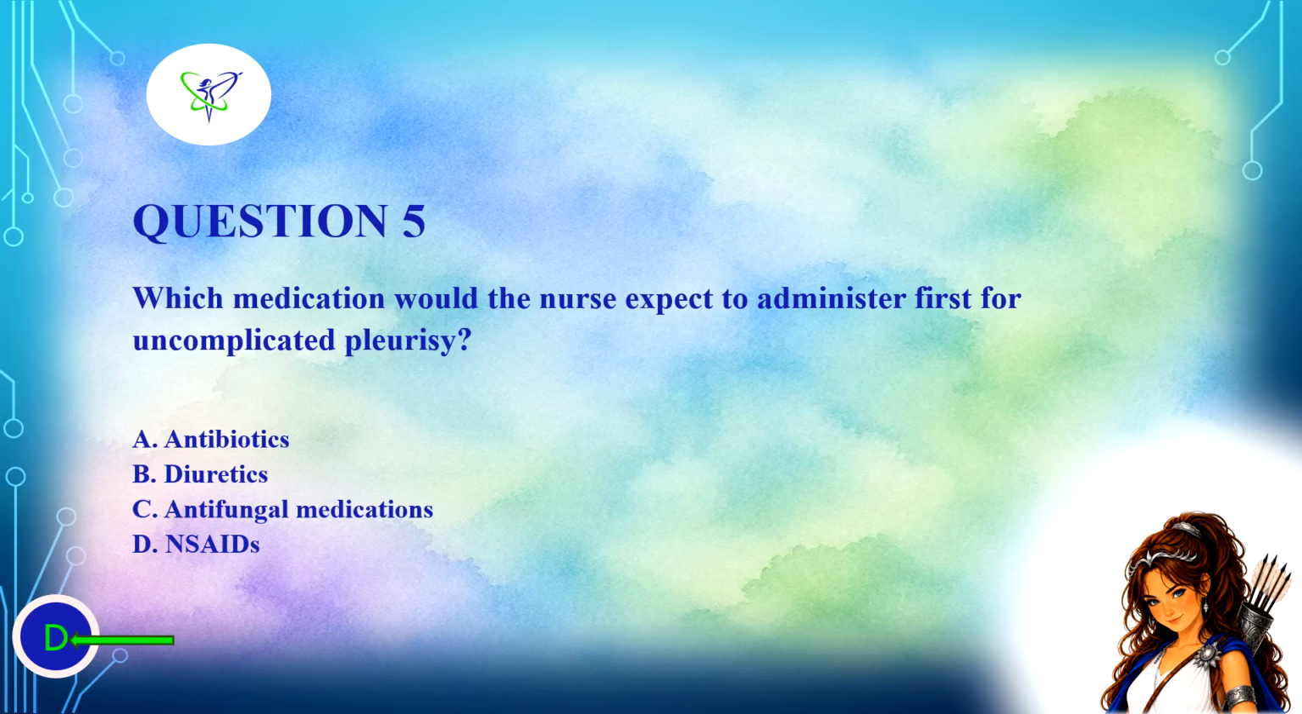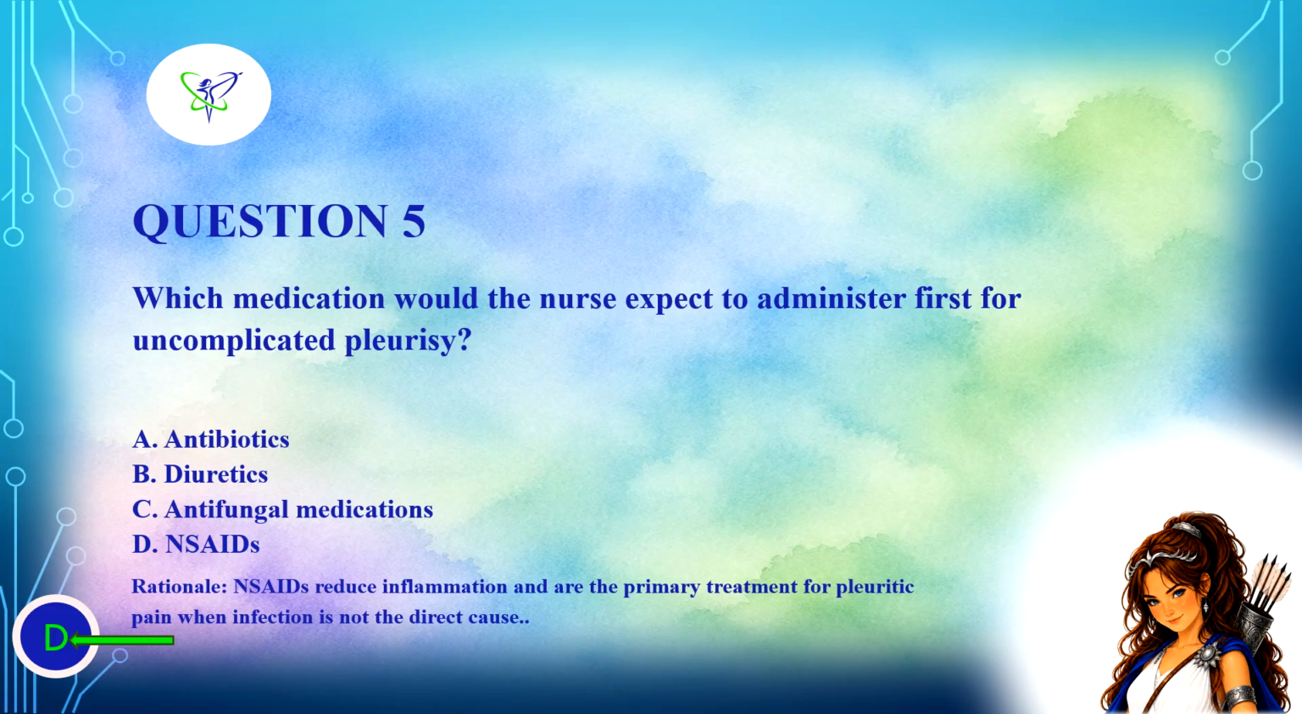Did I get it right? We did. Can you give us the rationale? Artemis says that NSAIDs reduce inflammation and are the primary treatment for pleuritic pain when infection is not the direct cause. Thanks, Artemis.